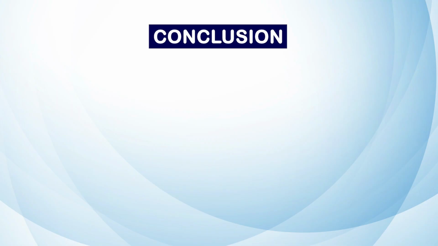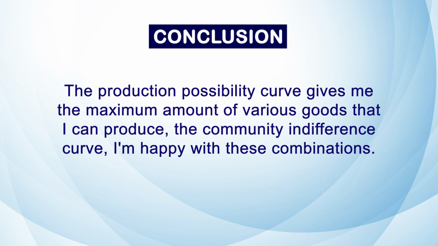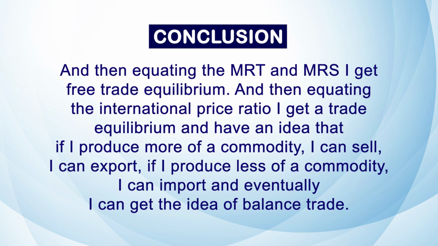What are the conclusions of today's module and takeaways? The production possibility curve gives me the maximum amount of various goods that I can produce. The community indifference curve, I am happy with these combinations. And then equating MRT and MRS, I get the pre-trade equilibrium. And then equating the international price ratio, I get the trade equilibrium, and have an idea that if I produce more of a commodity, I can sell, I can export. If I produce less of a commodity, I can import.